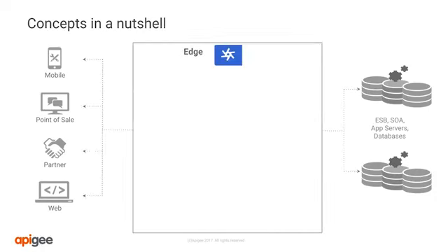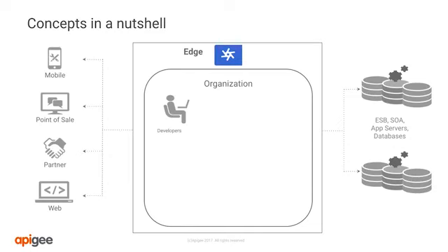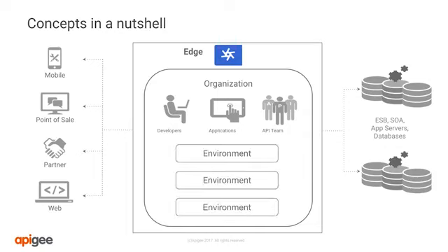Apigee consists of one or more organizations, also called orgs, which contains developers, developer applications, API products, proxies, and other items which the API team creates. Customers typically create one or more organizations to manage access and separate traffic. An organization can also have one or more environments. An environment is a runtime execution context for proxies.